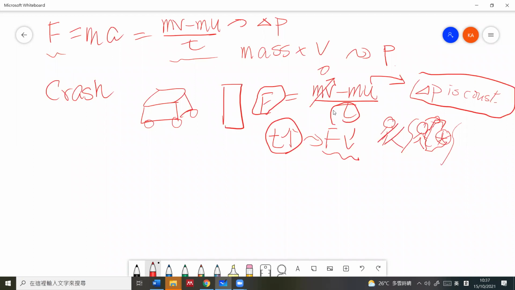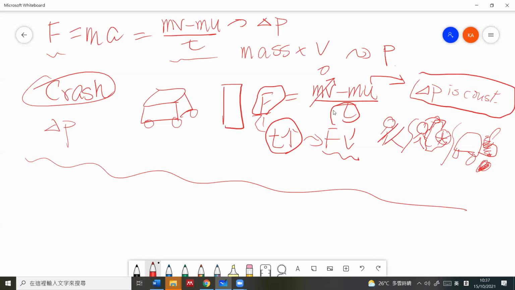And the last one is that for a normal car, the front part is longer. When the front part deforms, then surely the contact time will be longer. So there are 3 ways for you to increase the contact time, so as to lower the force. In this case, the change in momentum is constant. This is the main idea. That's why when you increase the time, you will have a lower force.